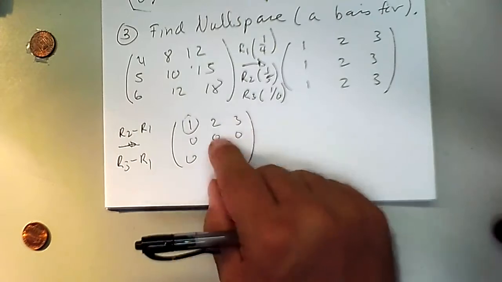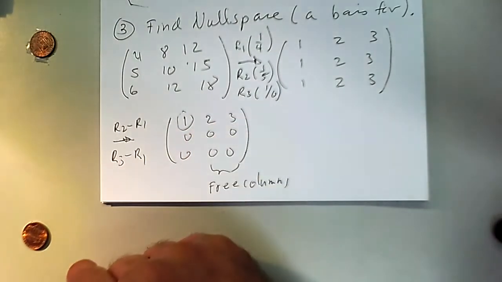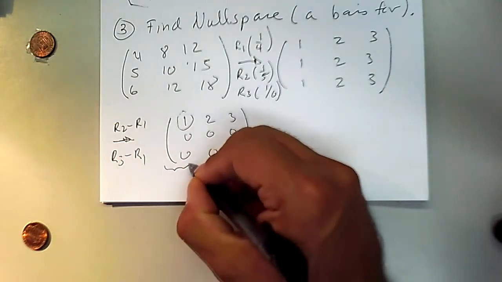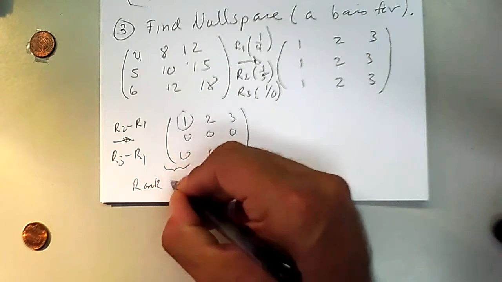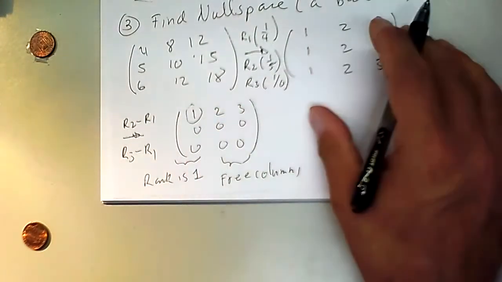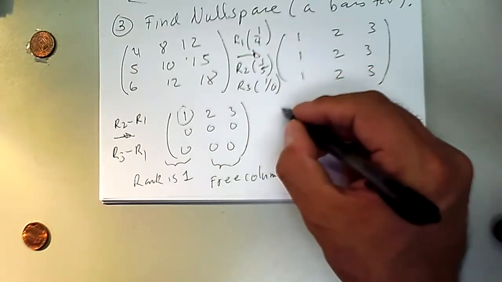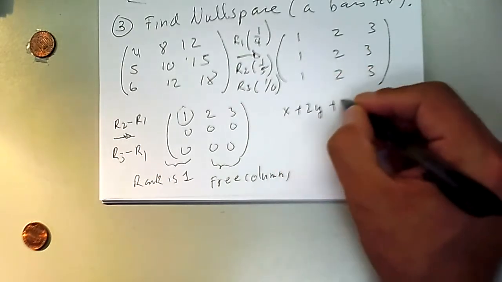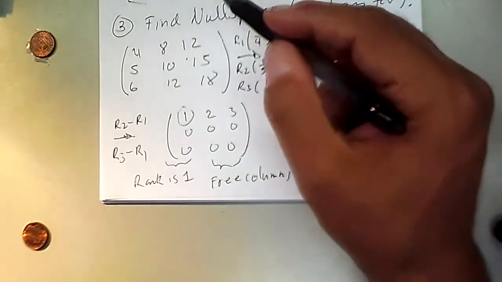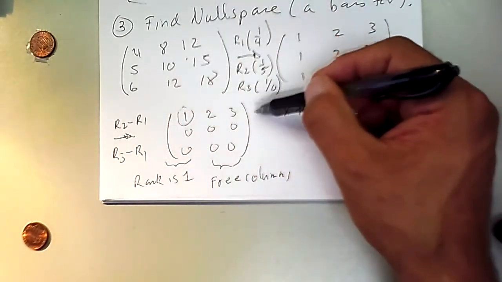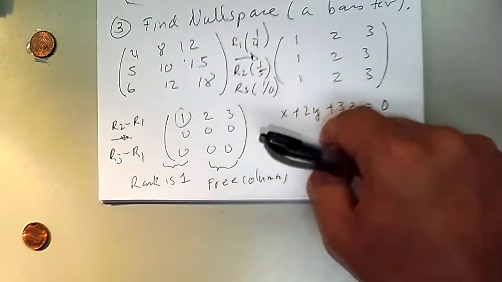And that means that z and y can be anything they want to be. x is bound by y and z. And this corresponds to the rank. So the rank is 1, because there's only one column with a pivot. Now, let's see what this says. This says that x plus 2y plus 3z is equal to 0. Now mind, we're looking for the null space, so we're looking for all the x, y, z's that multiplied on the right with this matrix are going to give us the vector 0, 0, 0.